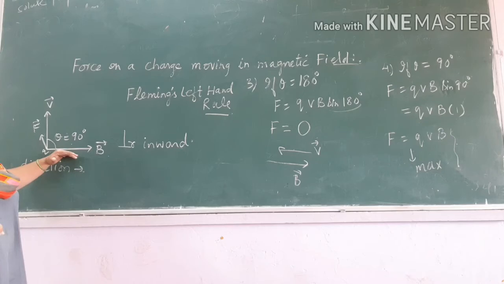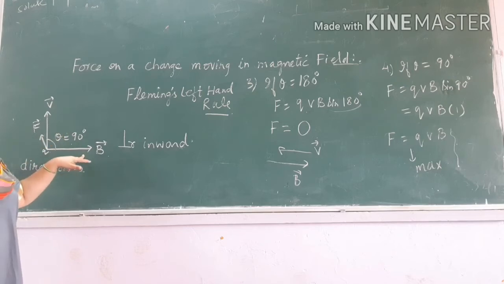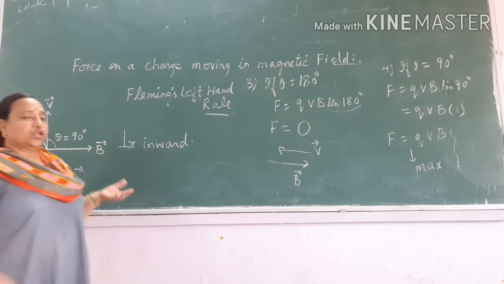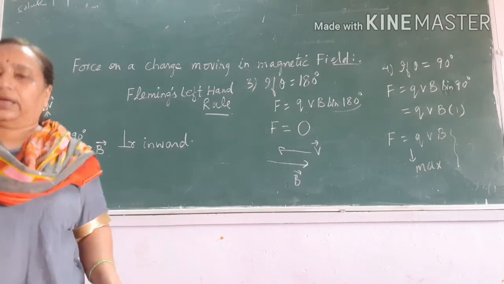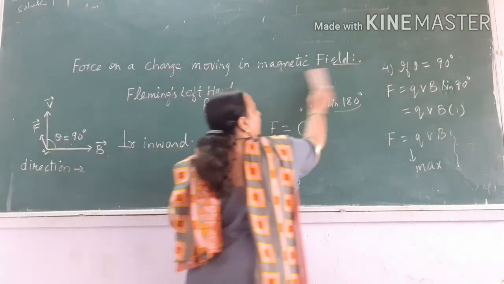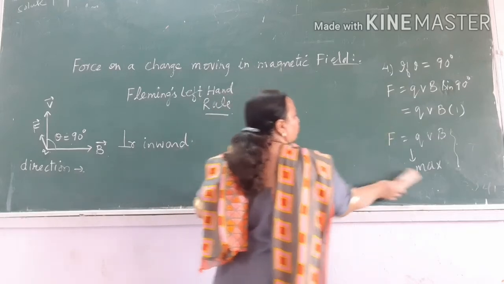So this is only applicable, Fleming's left hand rule we will apply only in this case when the velocity vector is mutually perpendicular to the field. Otherwise we can just apply the rule for finding out the direction of any cross product. This you have learned in class 11. What is the rule to find out the direction of cross product?